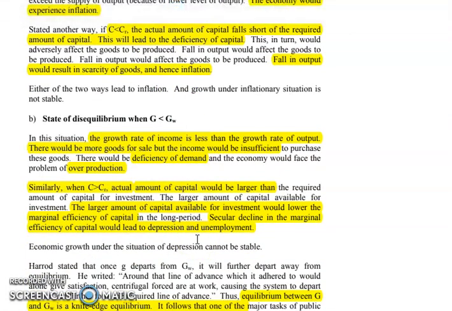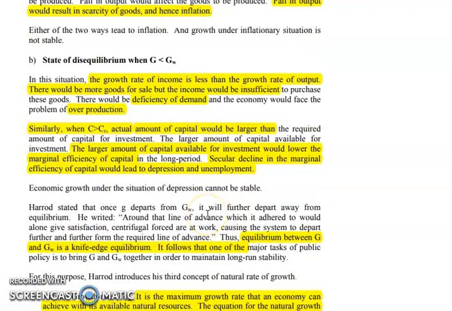Similarly, when C is greater than CR, the actual amount of capital would be larger than the required amount of capital for investment. The larger amount of capital would lower the marginal efficiency of capital. In the long period, a secular decline in the marginal efficiency of capital would lead to depression and unemployment. This is the condition of disequilibrium in the second possibility, G less than GW.